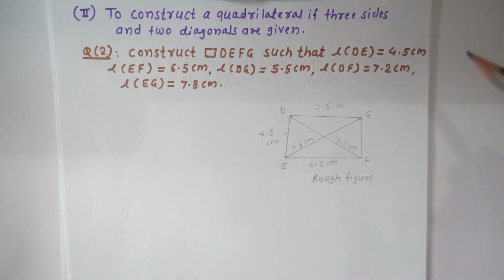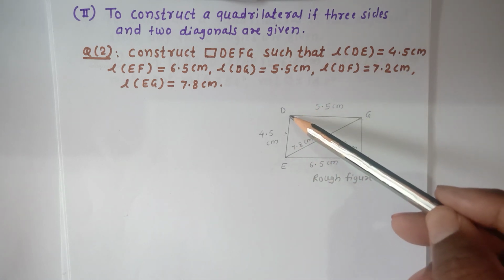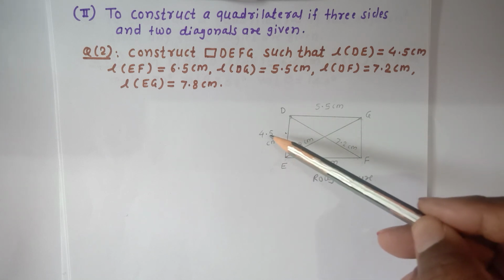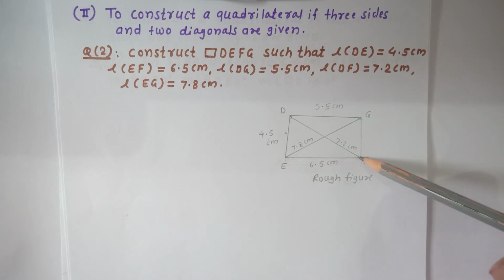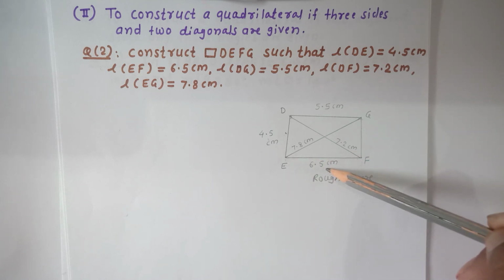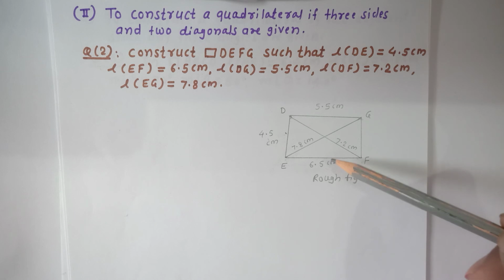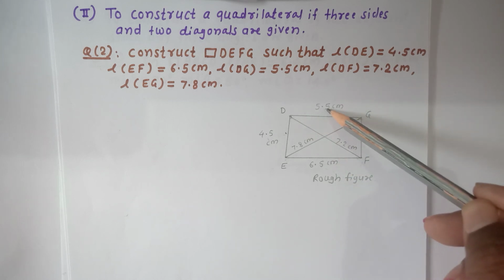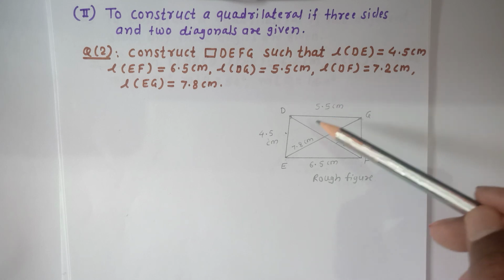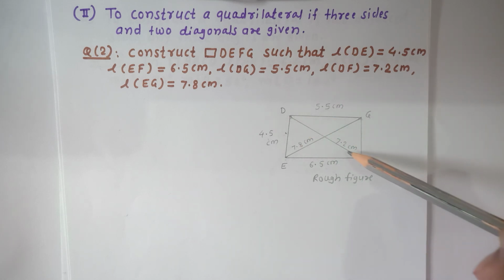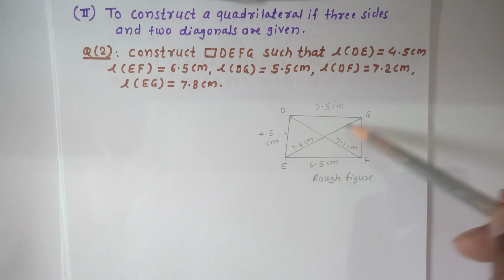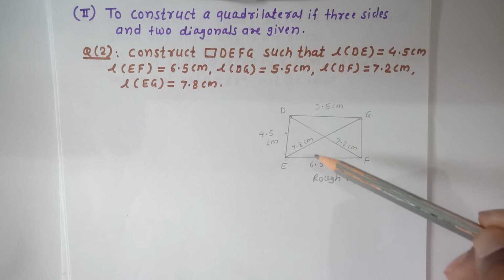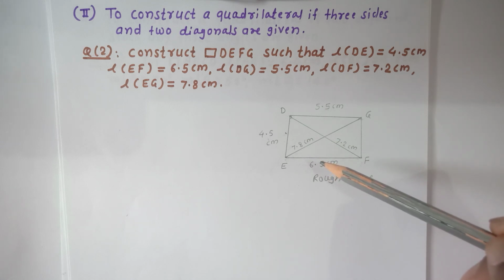Now in the example we have given length of DE 4.5 centimeter, length of EF 6.5 centimeter, then length of DG 5.5 centimeter, length of DF is one diagonal 7.2 centimeter, and length of EG the another diagonal 7.8 centimeter.